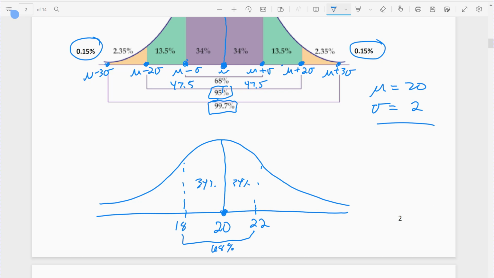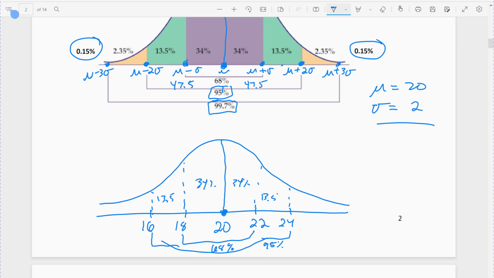Now if I go 2 deviations, it's the same distance, so I add 2 deviations. 2 deviations would be 2 times the deviation, so I'd be adding 4. I'd add another 2, and I'd subtract another 2. So I'd go up to 24, and I'd go down to 16. That would be 2 deviations away. That would be the 95%, if I go 2 deviations away. So this is that 13.5%, 13.5%.